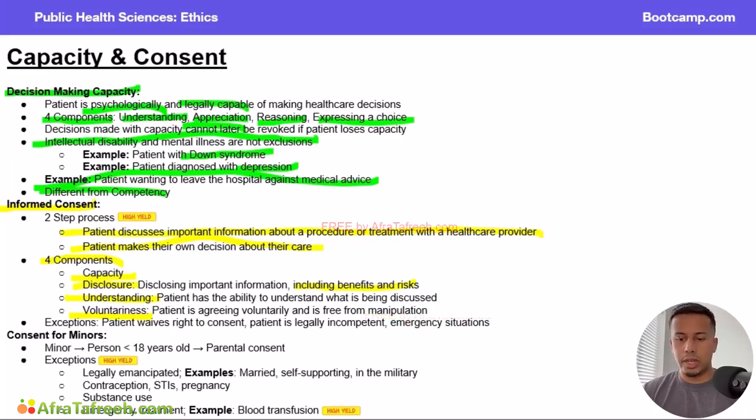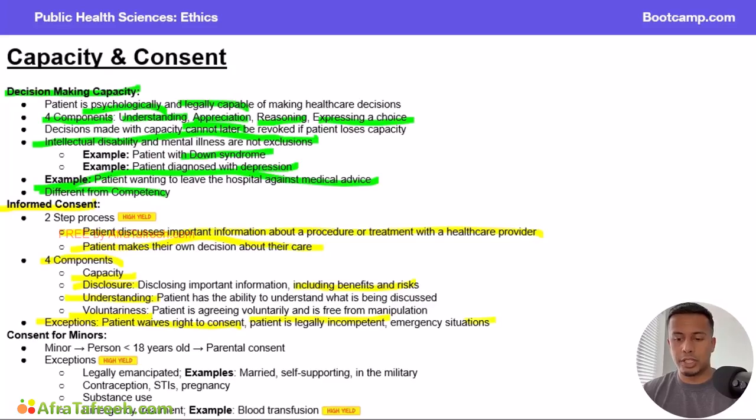An important thing to note here is that there are some exceptions to informed consent. A patient can waive their right to informed consent, which, as crazy as it may seem, some patients do that. They will defer consent to their spouse or to another family member because they don't want to make those medical decisions. If a patient is legally incompetent, as determined by a judge, that is an exception to informed consent.